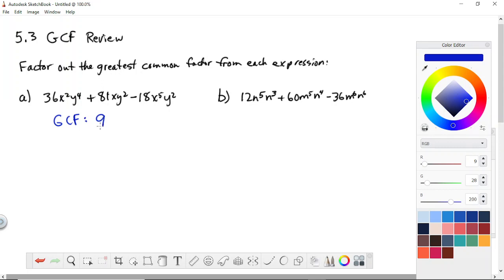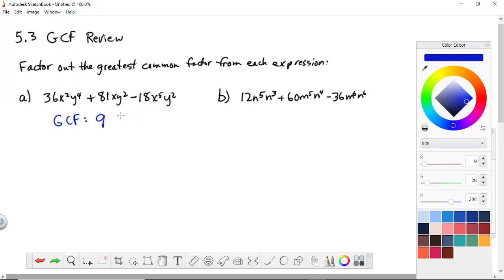Now we look at the variables, and for each variable, what we're looking for is the smallest exponent that variable has in any of the terms. So let's look at the x. In the first term, it's x squared. And the next one, it's just x. Just x to the first and x to the fifth. So the smallest is this x to the first. So that's the one.